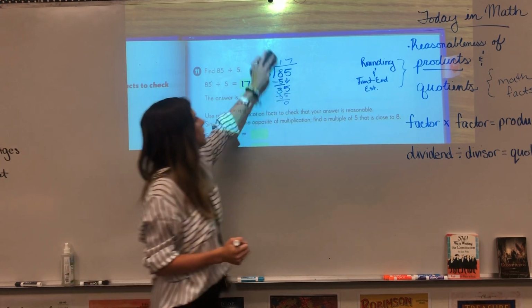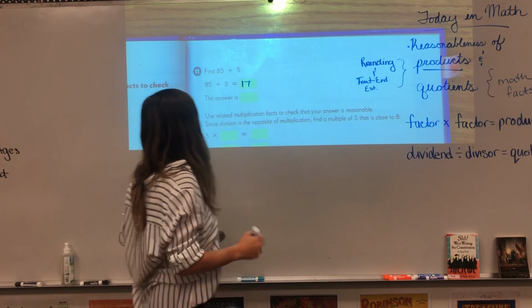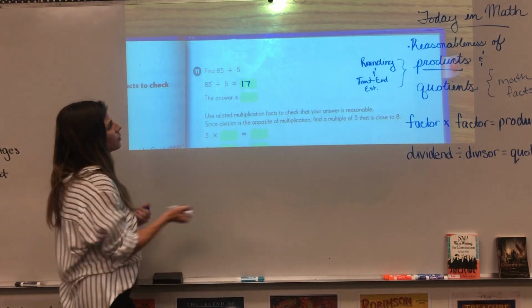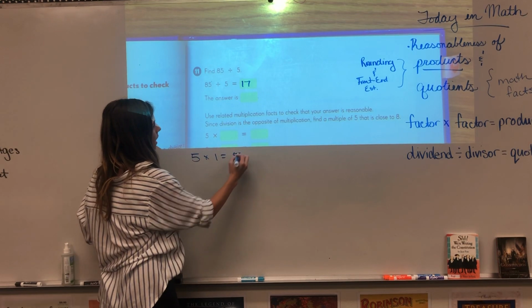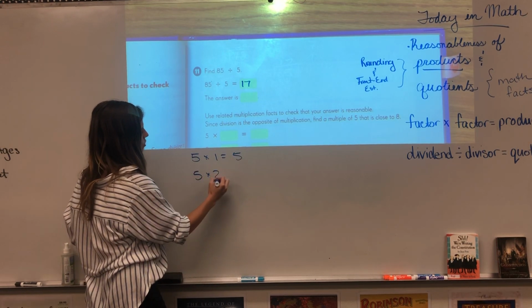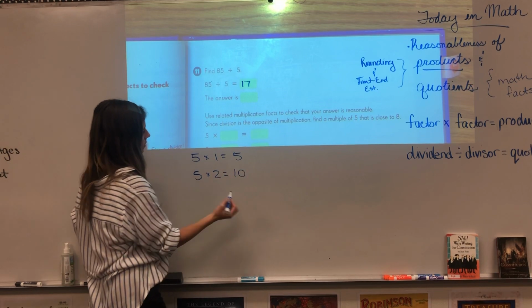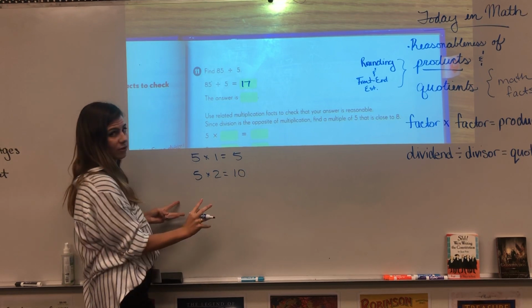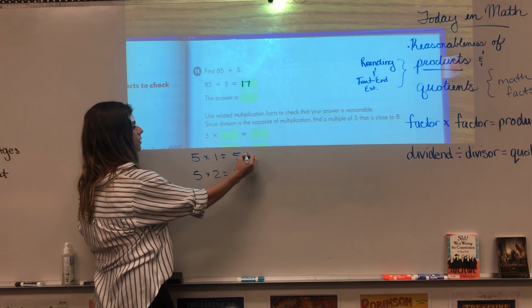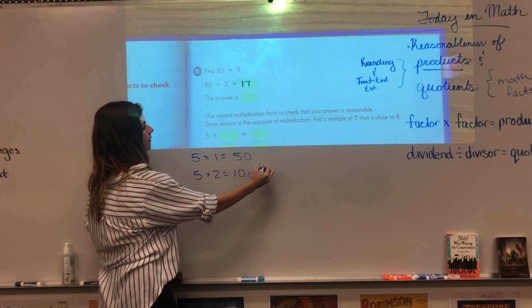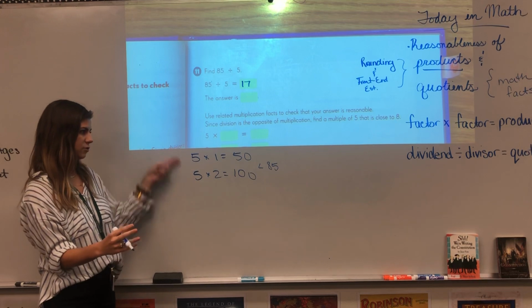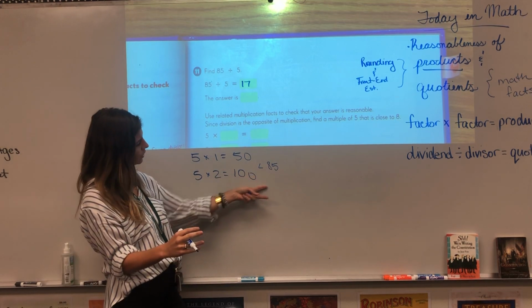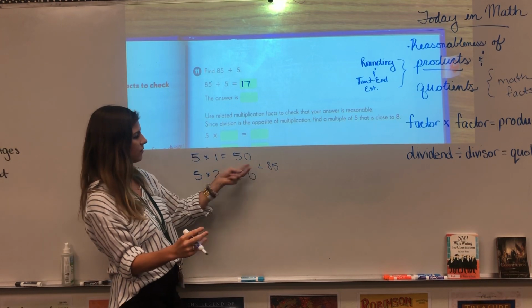Okay? Now, using related math facts, check that your answer is reasonable. Remember your math facts of 5. 5 times 1 is 5. 5 times 2 is 10. And we could go on, but we don't even have to. So add zeros. And 85 is right in between them. Now, which math fact is it closer to? Is 85 closer to 100, or is 85 closer to 50?